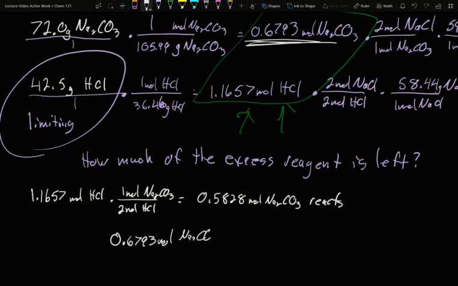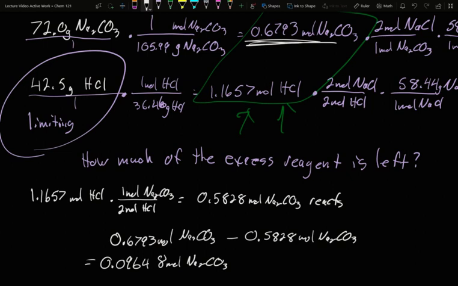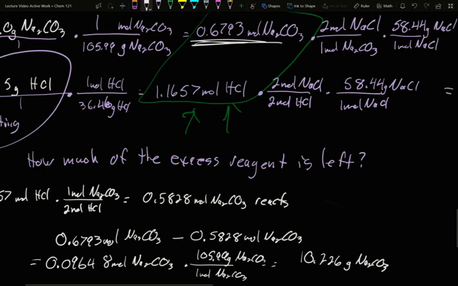So there's still more carbonate left over. 0.6793 mole of Na2CO3 total minus the amount that reacted, 0.5828 mole of sodium carbonate. The difference is 0.09648 mole of Na2CO3. So there's a little bit that never reacted, and we can even find the mass of it. Every 1 mole of Na2CO3 was 105.99 grams of Na2CO3. And we can find that there were 10.226 grams of Na2CO3 remaining.